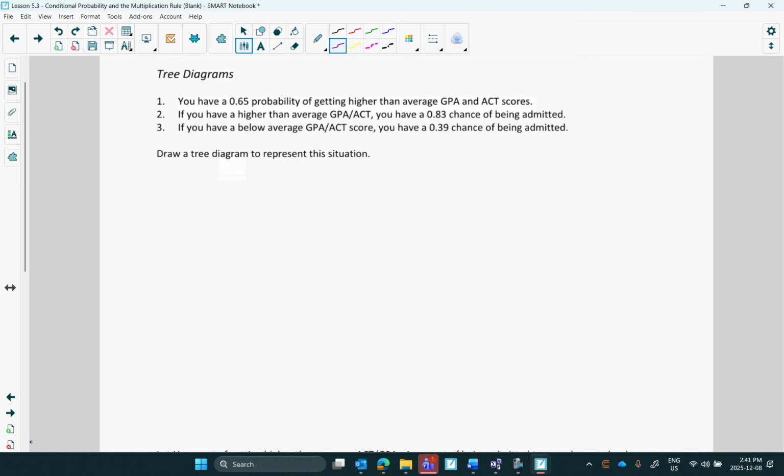Let's look at one such type and how we can go about answering it, because a lot of times, a certain method can help us answer certain questions. Okay? And obviously, we see we're going to do a tree diagram.